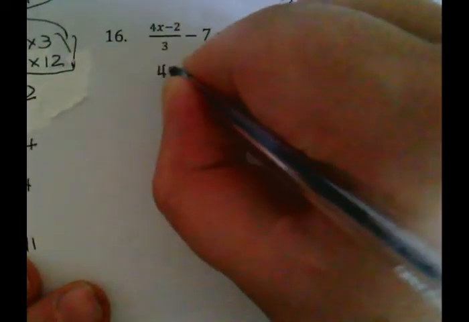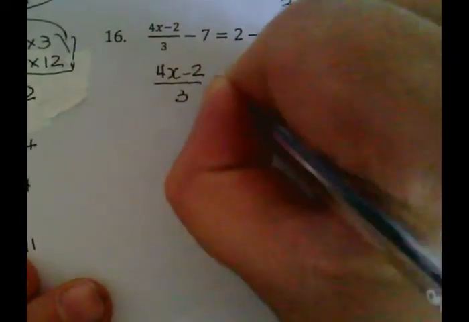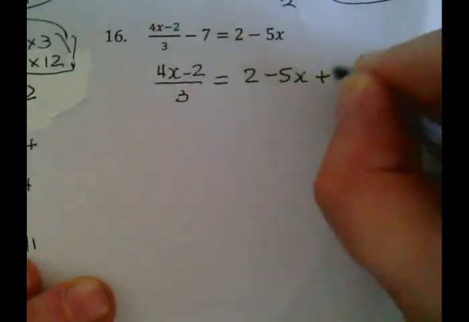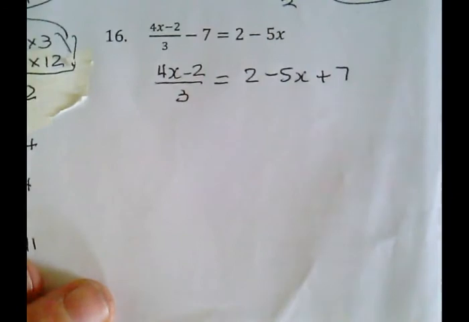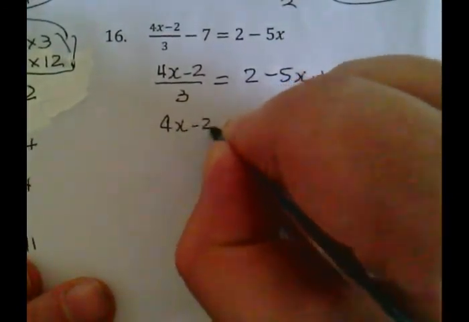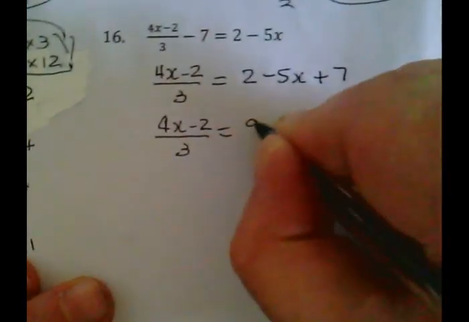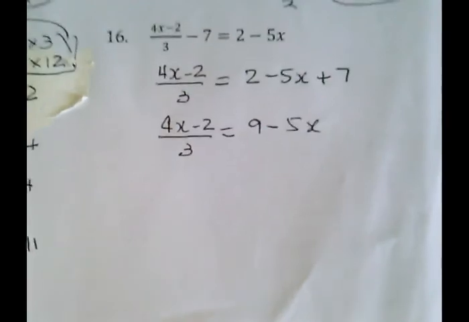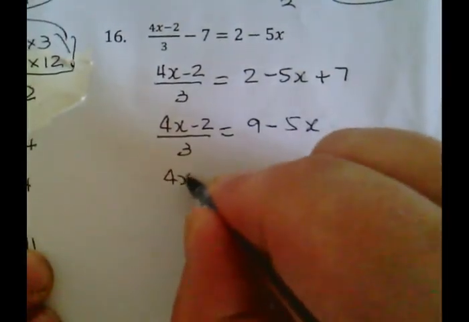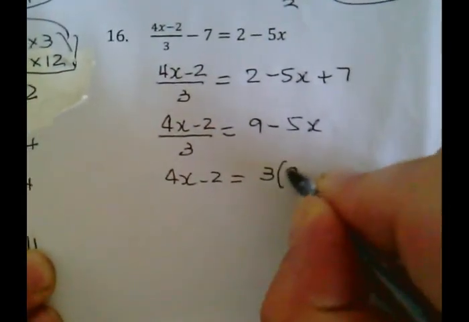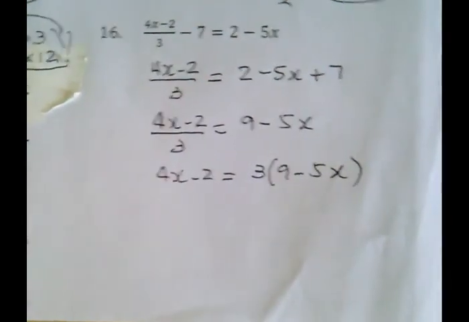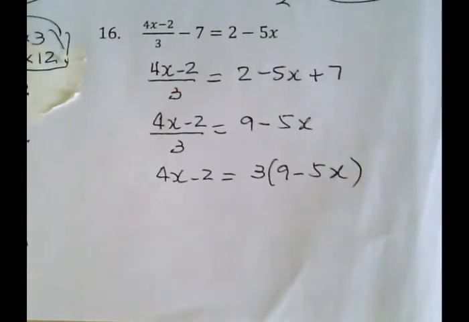Next one. 4x take away 2 over 3 equals 2 minus 5x, plus 7. Let's put the numbers together. So we've got 4x minus 2 over 3 equals 9 minus 5x. Okay, now I need to undo my fraction. The inverse operation of dividing by 3 is times 3. But 3 times all of the other side. We okay with that? It's the same as multiplying everything by 3.